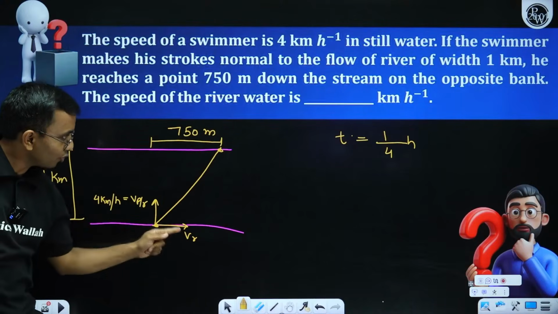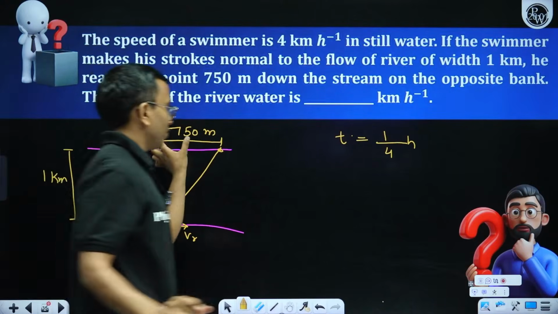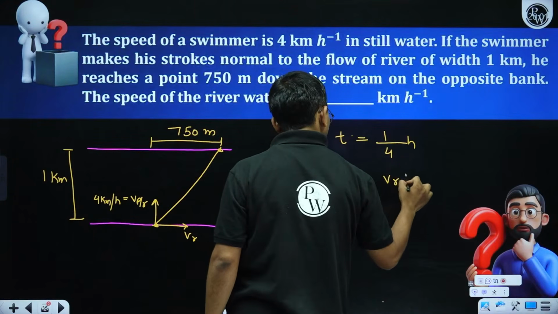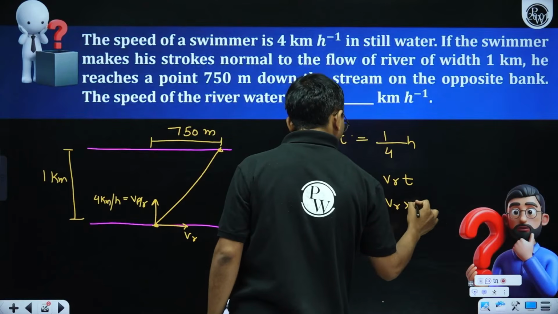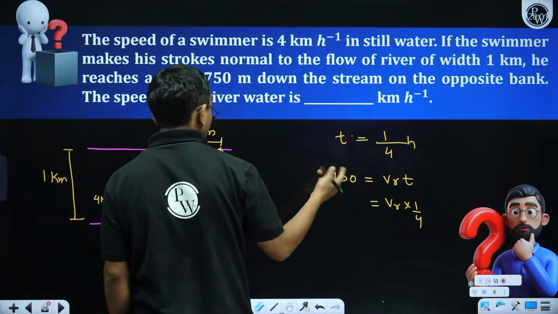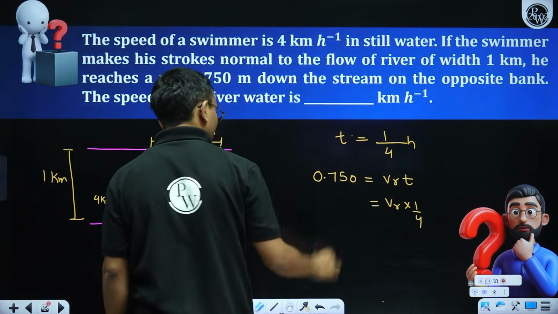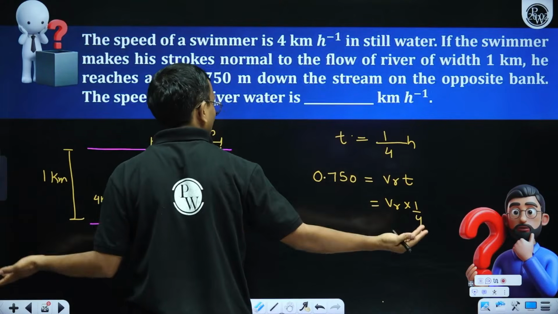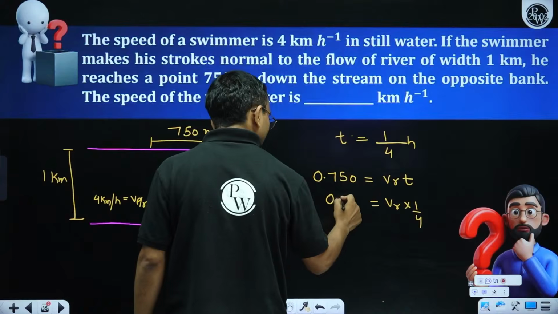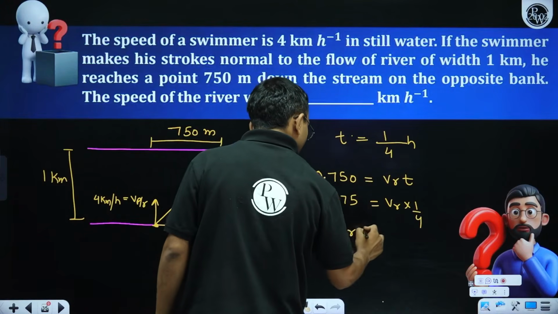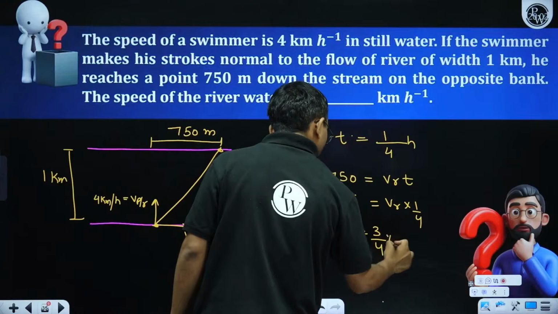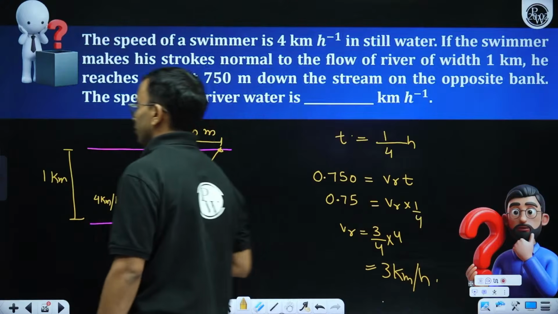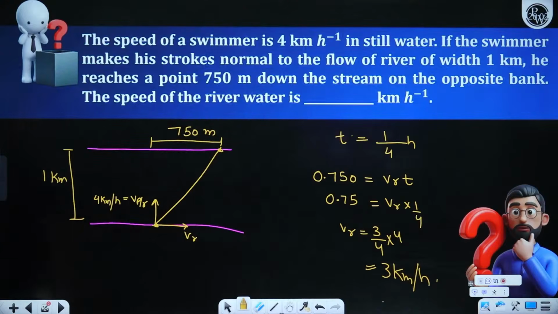This is my drift. Drift will be horizontal velocity into the time. So drift, which is 750, equals V river into time. V river into 1 by 4 equals 750 meters. Convert this to kilometers, because I am using velocity in kilometers per hour and time in hours. So 0.75, that is 3 by 4, into 4, comes out to be 3 kilometers per hour. This is the speed of the river, 3 kilometers per hour.